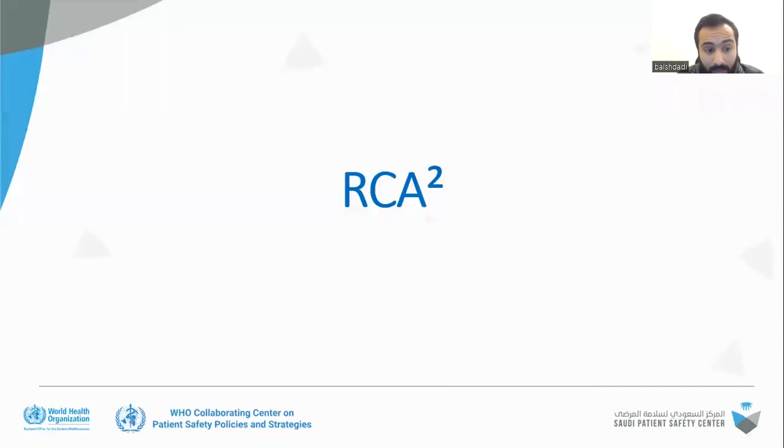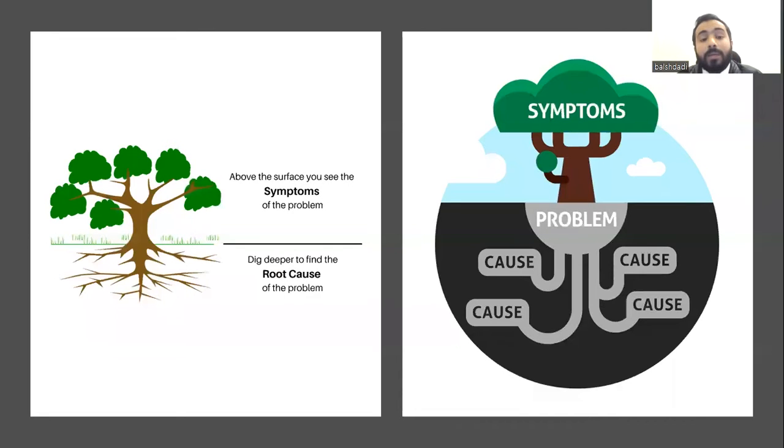So what we are talking about today is root cause analysis and action, root cause analysis squared, where the real objective and end result of root cause analysis is to have a clear analysis of the root causes and to build a corrective action plan.